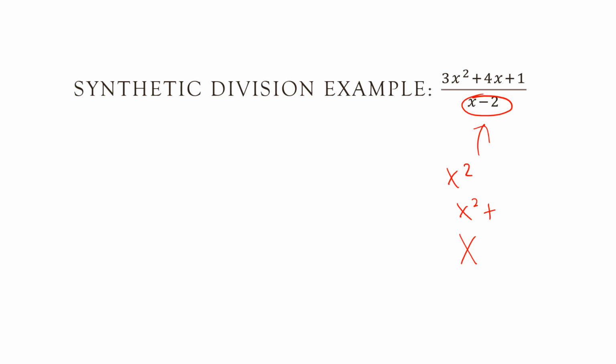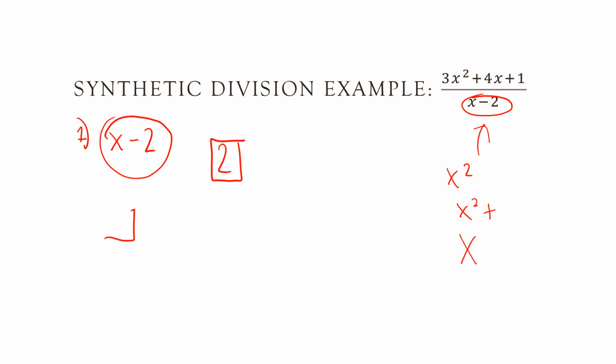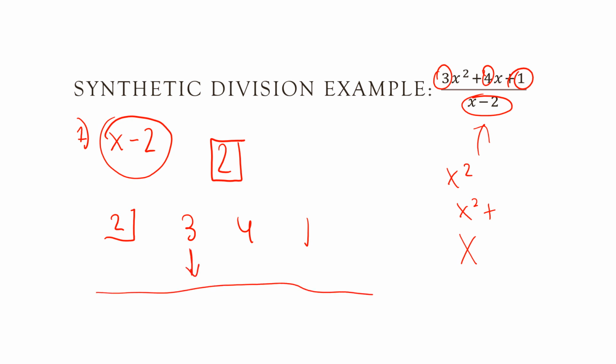So let's try synthetic division out. The way I like to do it is, the first step you have to do is to find out what makes this term 0, and that's 2, because 2 minus 2 is 0. So we put a box around the 2, and then we write the coefficients of the term we're dividing. So we got 3, 4, and 1. So then you can draw a line there, and then your first step is always to pull the 3 down, or pull the leading coefficient down.